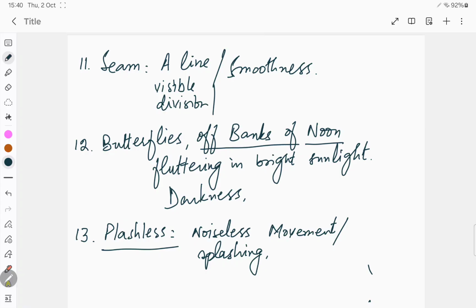So I hope, dear students, that with these words and phrases explained in the context of the poem, you will be able to better understand the meaning of the poem and explain it in your words.